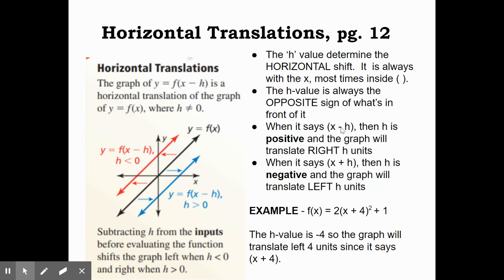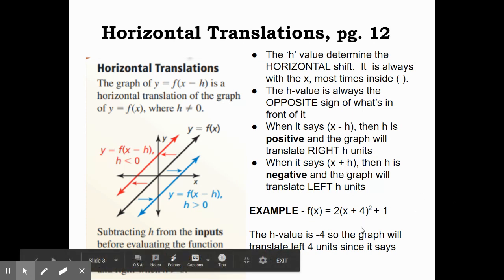So when it says X minus H, that means H is positive, and the graph will translate to the right. When it says X plus H, that means your H is negative, and the graph will translate to the left. Okay, so just think opposite sign.